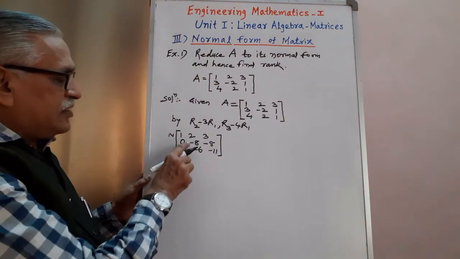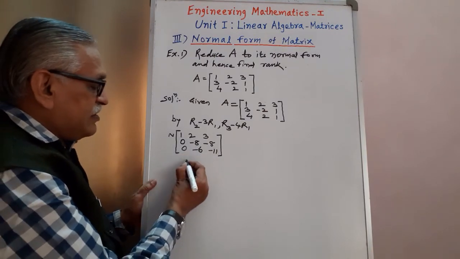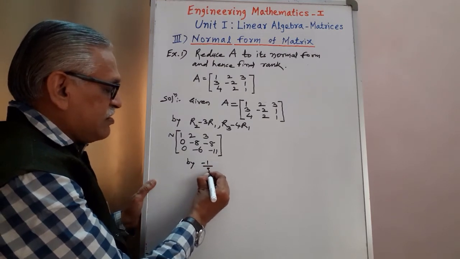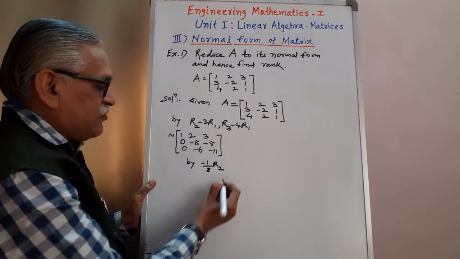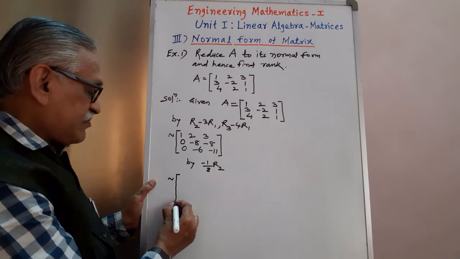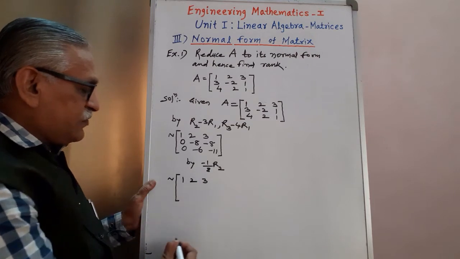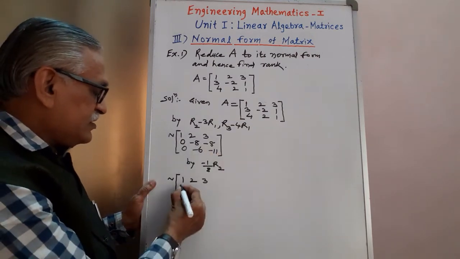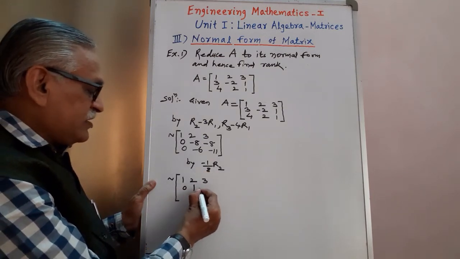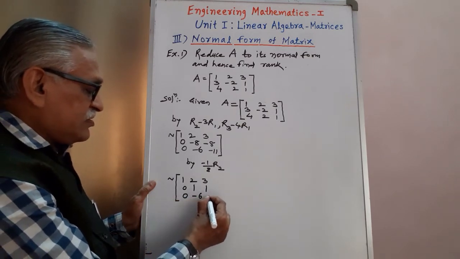The second diagonal element here is minus 8. Make it 1 by multiplying that row by the non-zero scalar minus 1 by 8. Therefore, minus 1 by 8 times R2, we get the elements 1, 2, 3, no change in the first row. In the second row, multiplying each and every element by minus 1 by 8, we get 0, 1, 1, and the third row is 0, minus 6, minus 11.